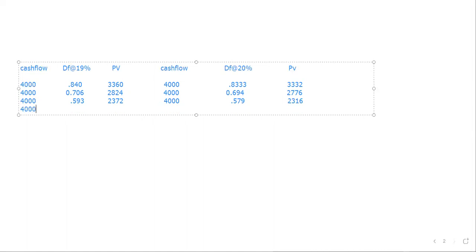Then again 4000, 0.499. So when I multiplied it, I got 1996. So 4000, so discounting factor 0.482. We will have a present values table. We are going to get the values from the present value table.